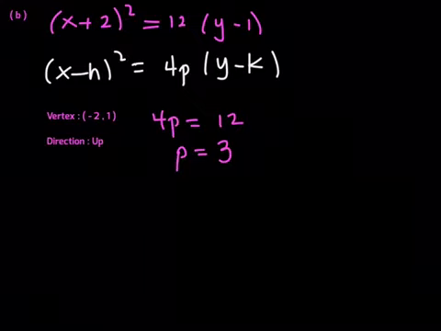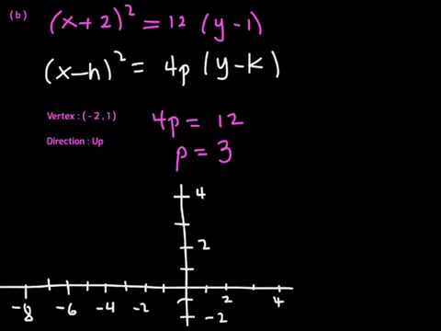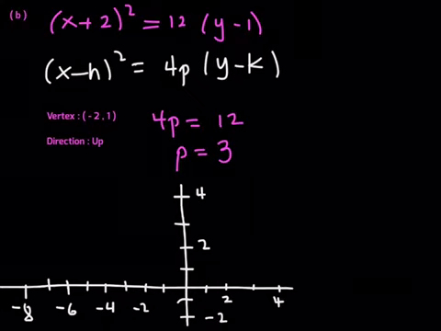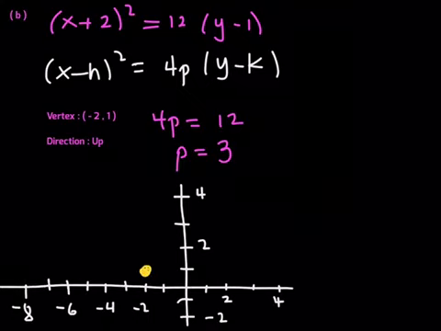Let's go ahead and start graphing our parabola. Okay, everybody, I think I've scaled my axes okay. We'll find out really soon here. The first thing I want to plot, though, is my vertex, which is negative 2, positive 1. All right, there's my vertex, negative 2, positive 1.